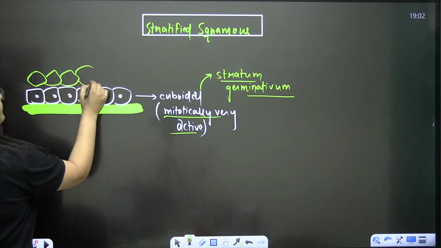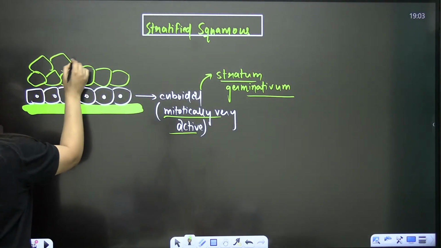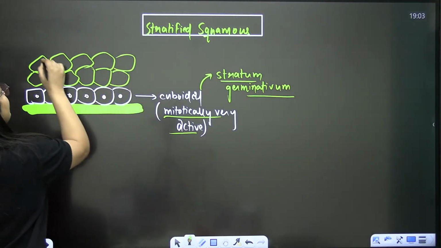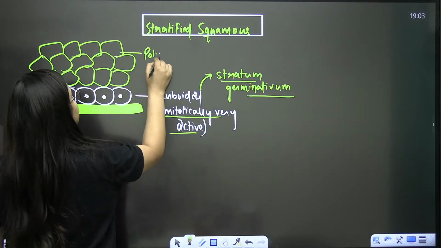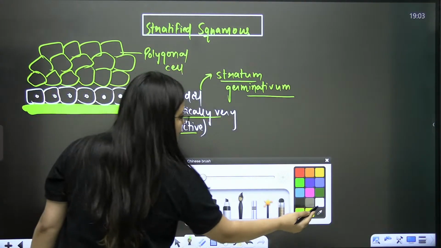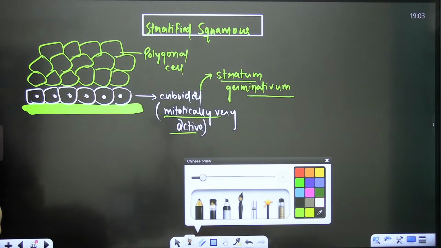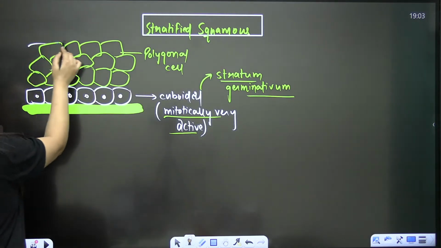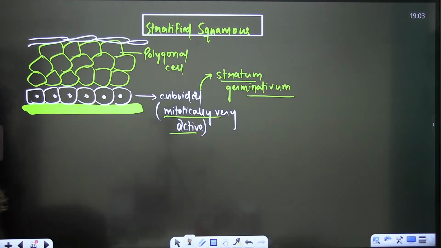Here you will see some polygonal cells, many layers of polygonal cells. I know the shape is not proper, but please try to understand. And the most important is that because it is stratified squamous, the topmost layer is made up of flat cells. That is why you are saying stratified squamous.